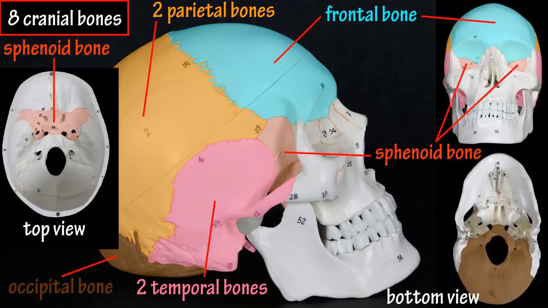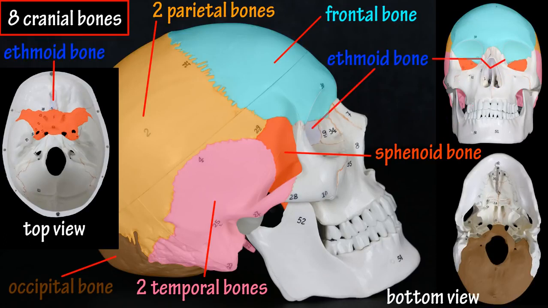A sphenoid bone that resembles a bat with extended wings is located in the inner part of the skull and extends into the outer part of the eye sockets. And the ethmoid bone, which is located in the inner part of the skull, and it extends into the inner part of the eye sockets.